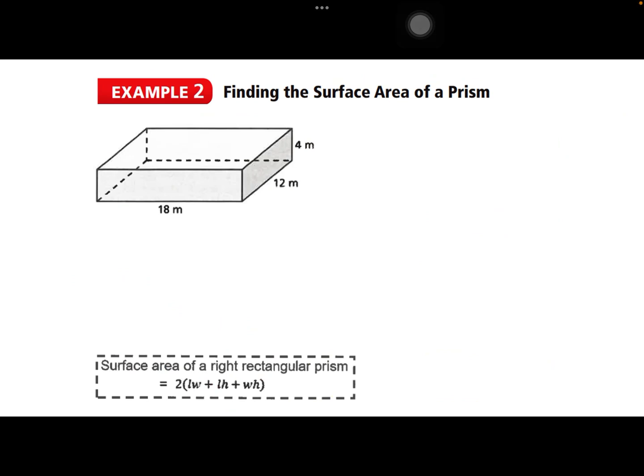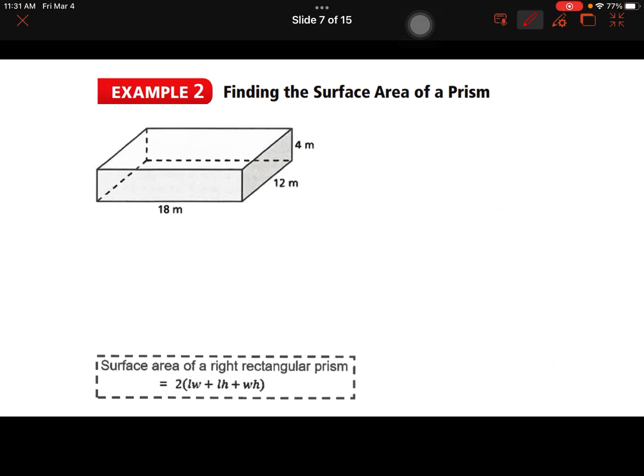All right, so as we look at this one, I'm going to draw it out real quick. We're going to do it in both ways once again. So if I trace this one out, that's my front. My front would be base times height, which is going to be 18 by 4, so that's 18 times 4, and we get 72.